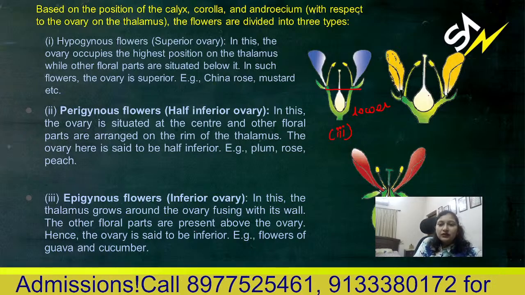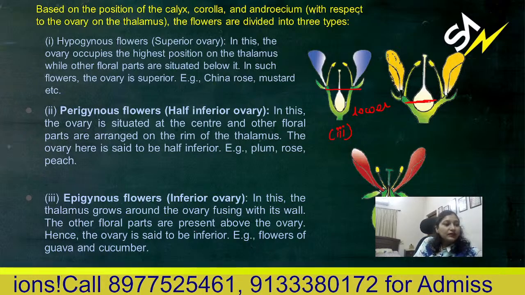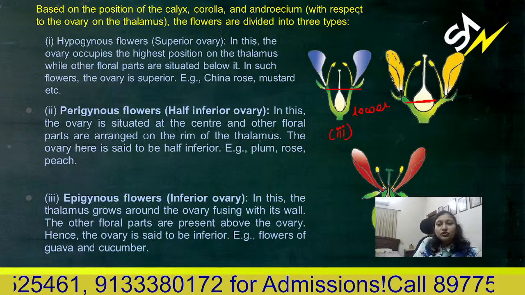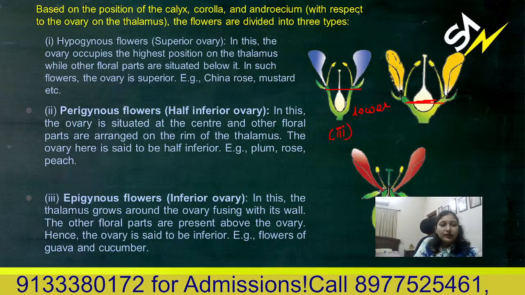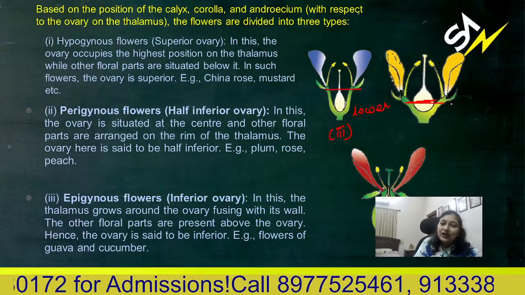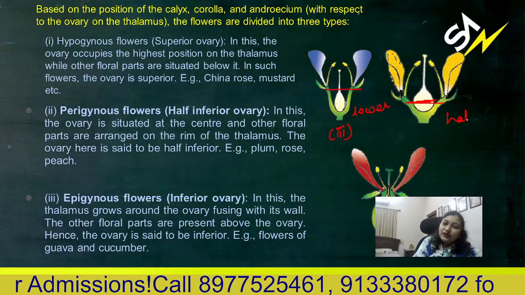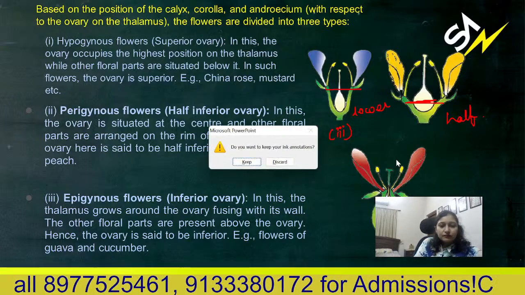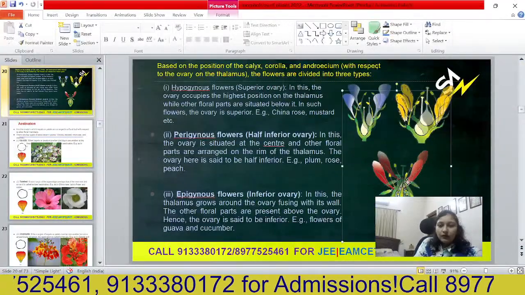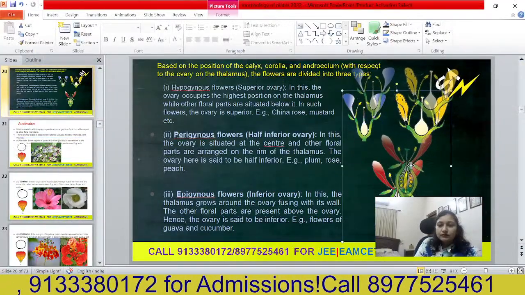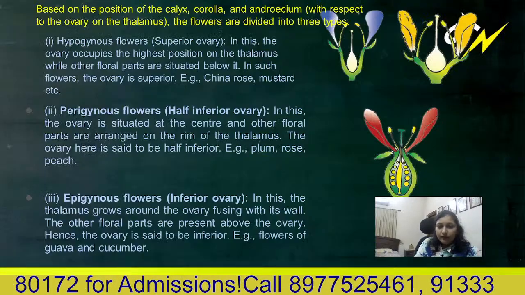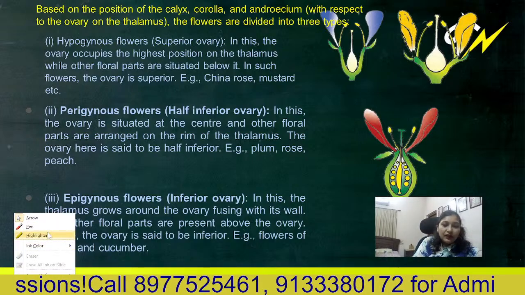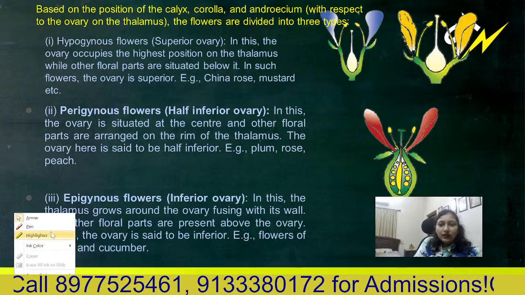Then the second one, here the half ovary, from here all the other parts are born. Corolla, calyx, androecium are born at the half portion of the ovary. This is called perigynous flower or half inferior ovary. Then the last one, look here. It is an example of superior ovary. See, this is superior ovary.